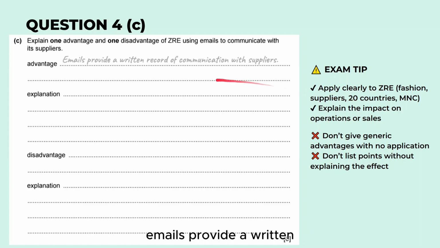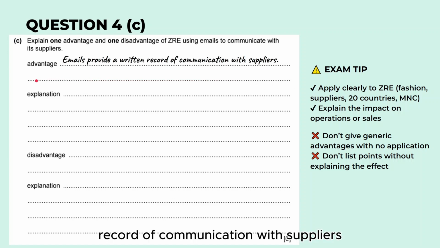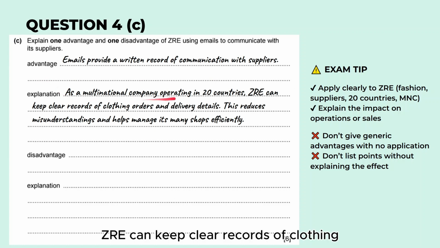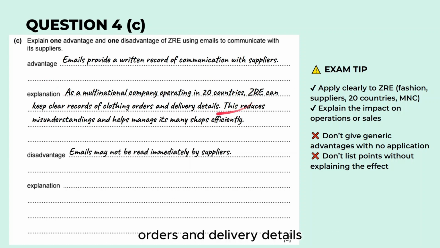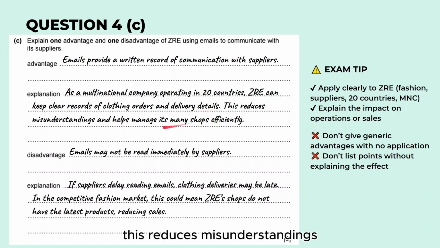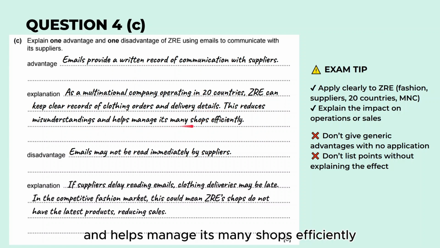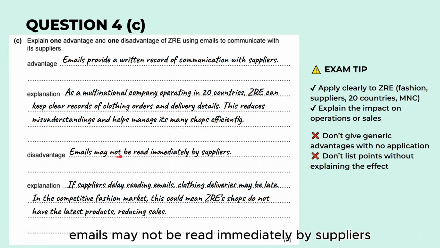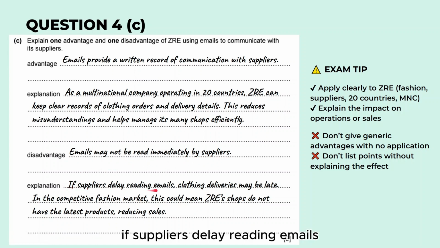Emails provide a written record of communication with suppliers. As a multinational company operating in 20 countries, ZRE can keep clear records of clothing orders and delivery details. This reduces misunderstandings and helps manage its many shops efficiently. Disadvantage. Emails may not be read immediately by suppliers. If suppliers delay reading emails, clothing deliveries may be late. In the competitive fashion market, this could mean ZRE's shops do not have the latest products, reducing sales.